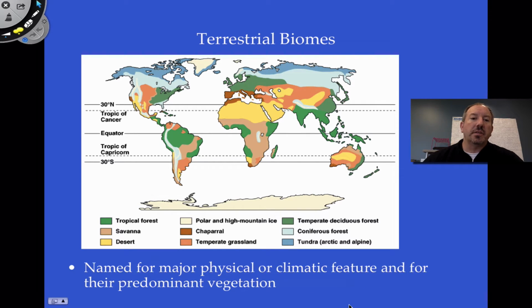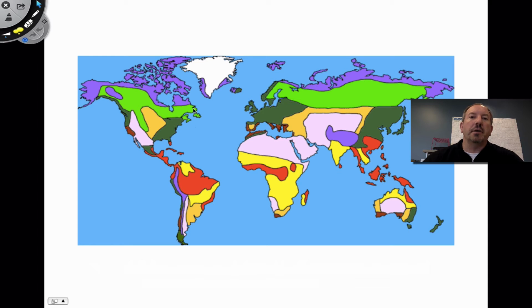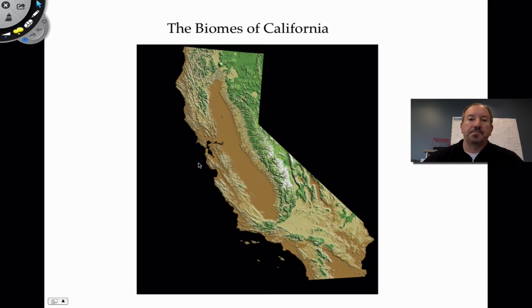You might have noticed that the name of a biome is sometimes based upon the climatic features, like temperate or tropical, or the predominant vegetation, for example, like coniferous, in other words, cone-bearing trees. Now here's the same map, but this time it's not labeled, but you could still see the desert here in white. You could start to see the deciduous forests of the east coast of Europe. You can see the rainforest here in red cutting across.